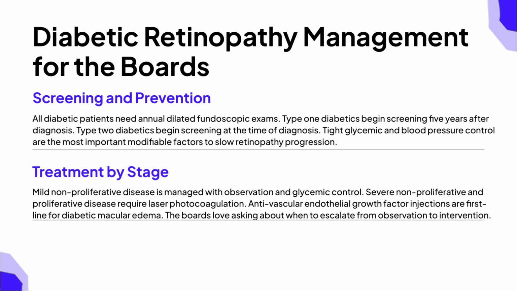The most important thing you can do to slow retinopathy progression is tight glycemic and blood pressure control. For treatment by stage, mild non-proliferative disease is managed conservatively with observation and continued glycemic control. Severe non-proliferative and proliferative disease require more aggressive intervention with laser photocoagulation. For diabetic macular edema, anti-vascular endothelial growth factor injections are the first-line treatment. The boards love testing when to escalate from observation to intervention, so make sure you understand the staging.